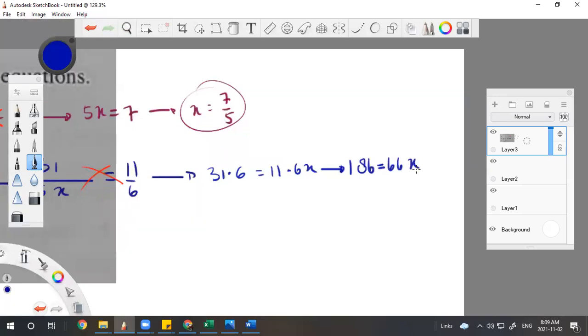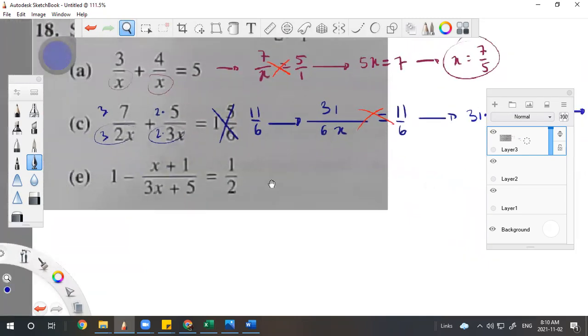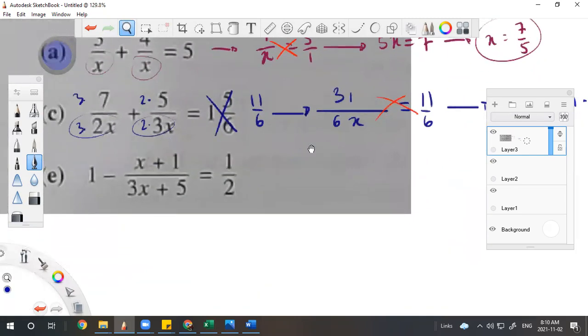Oh, x-nya gampang jawabannya. Enggak ada yang jelek. X equals 186 over 66 ya. 6-nya 66 you pindahin. Jawabannya 31 over 11. Oke, atau 2 9 over 11. Ini jawabannya. Since this is recorded, so you can look at this easily.